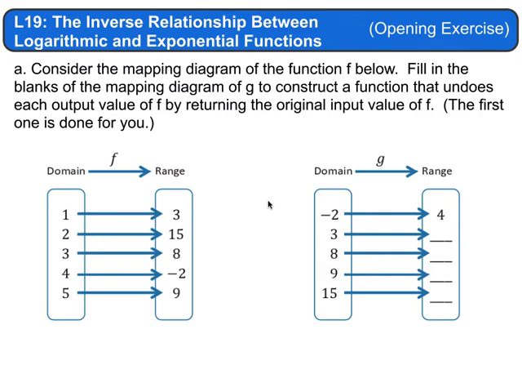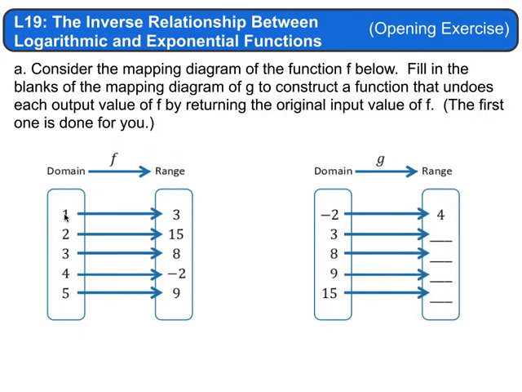19, the inverse relationship between logarithmic and exponential functions. So this opening exercise says for us to consider the mapping diagram below. They've got two functions, one for f and one for g. It says fill in the blanks of the mapping diagrams of g, which would be over here, to construct a function that undoes each output value of f by returning the original input value of f. The first one is done for you.